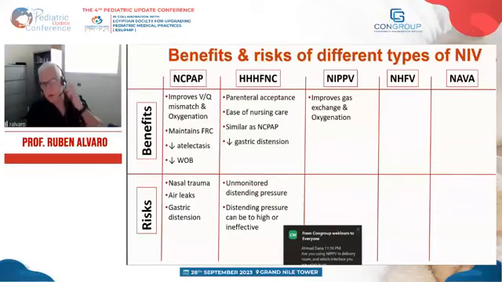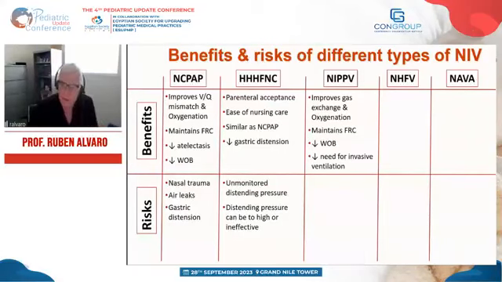For NIPPV, we know that it improves gas exchange and oxygenation, maintains FRC, decreases work of breathing, and decreases the need for invasive ventilation. The risk of NIPPV is that it causes nasal trauma, similar to CPAP. It's a risk for air leaks, and it causes gastric distension. So you need to be sure that you decompress the stomach very well when you use NIPPV.